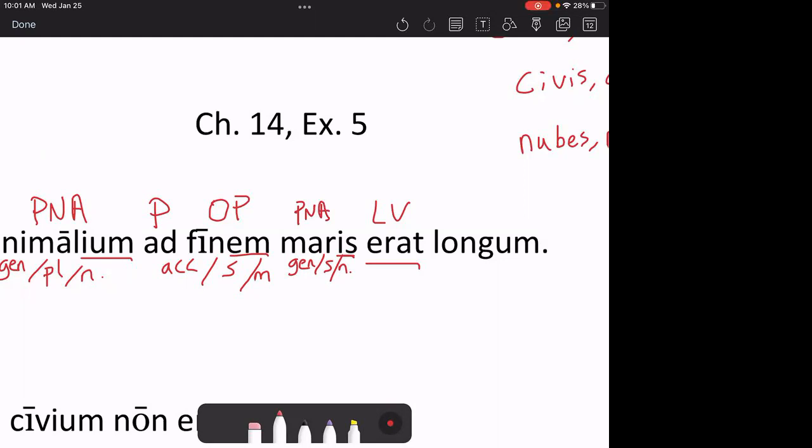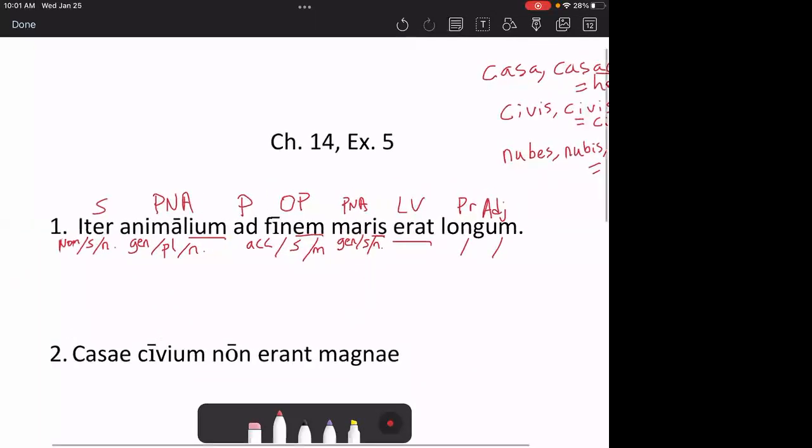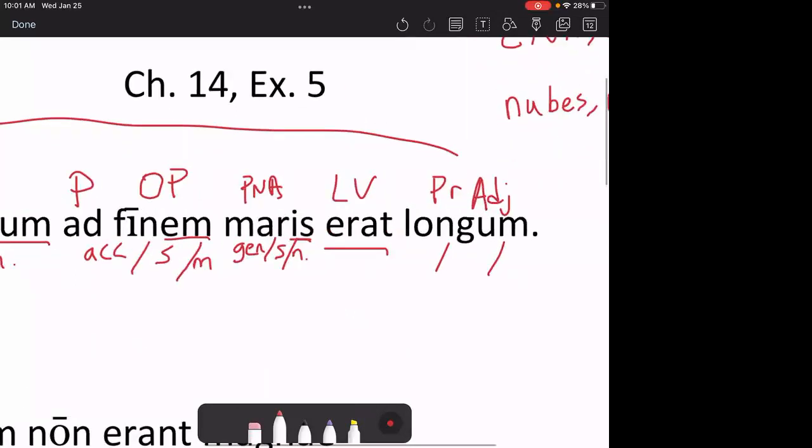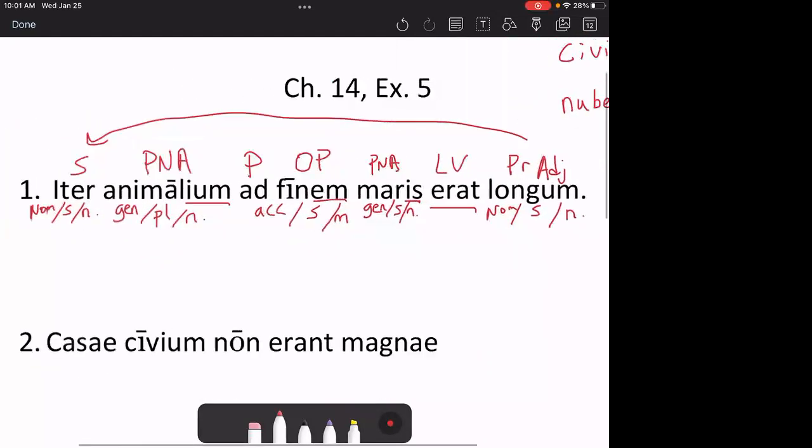Okay, longum is an adjective, right? If it's on the other side of a linking verb, what kind of adjective is it? It's a predicate adjective. What's our case number and gender? Well, it needs to match the noun it's modifying. If iter is our subject, our predicate is modifying iter. So that is nominative, singular, neuter.